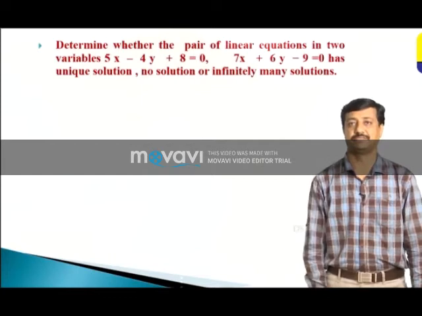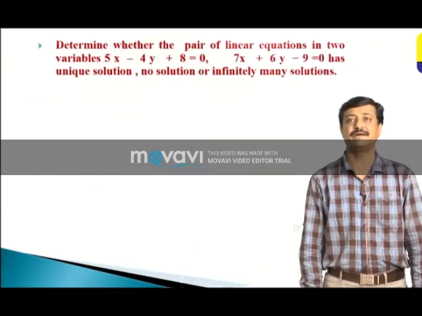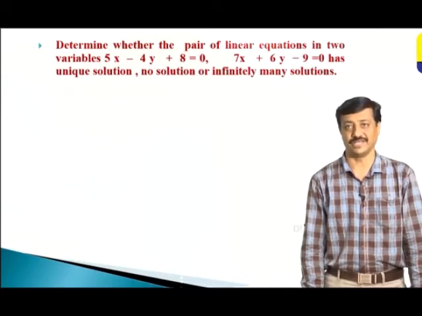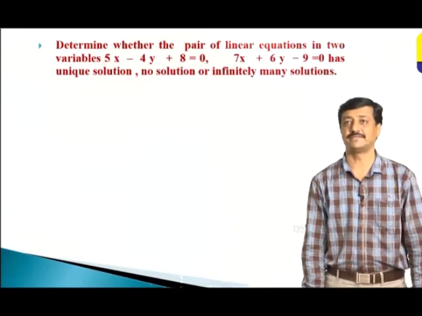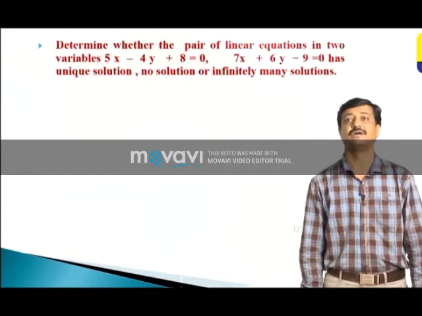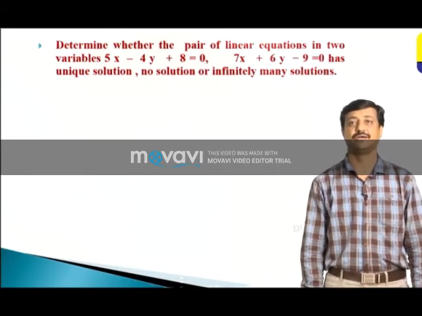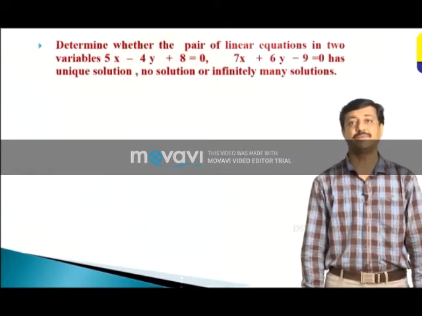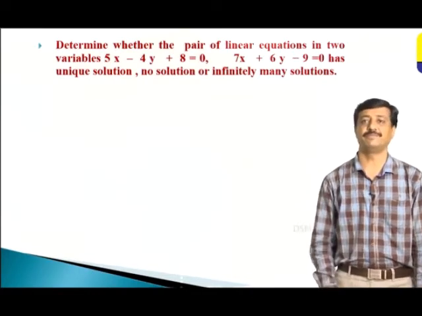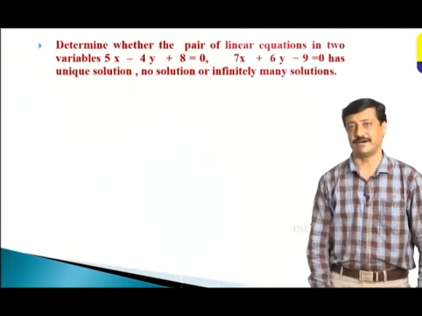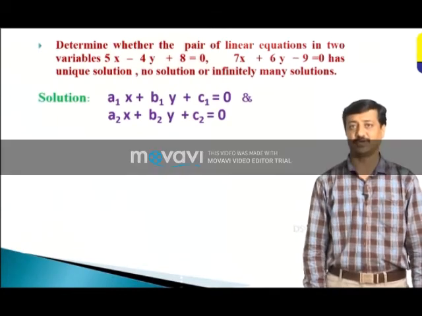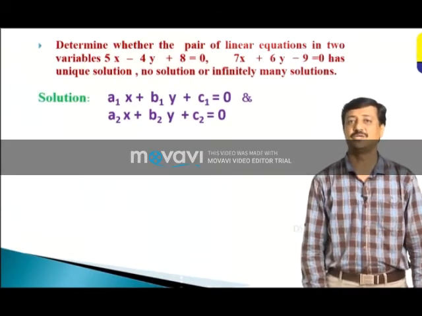Here is an example. Determine whether the pair of linear equations in two variables 5x minus 4y plus 8 equal to 0, 7x plus 6y minus 9 equal to 0 has a unique solution or no solution or infinitely many solutions. We have to determine the type of solution for the given pair. Here, first we have to compare the given pair with the standard form. Standard form says a1x plus b1y plus c1 equal to 0, a2x plus b2y plus c2 equal to 0.